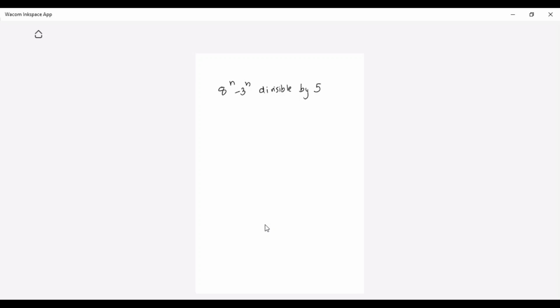So I'm giving you time to think how we can prove that 8 raised to n minus 3 raised to n is divisible by 5. The steps would be the same. Just do it, students. Think about it and how we can go.